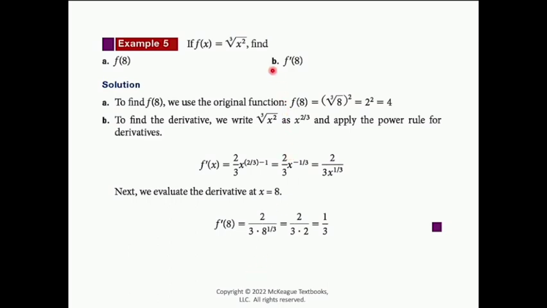Okay, now part B is asking not only to find the derivative, but then to evaluate it at 8. So now that we have our derivative, which is 2 over 3x to the 1/3, I'm going to plug in 8. So I have in the denominator 8 to the 1/3. That's going to be 2 because the cubed root of 8 is 2. Then I have 2 times 3 is 6. So now I have 2 over 6, and we can reduce it to 1/3.